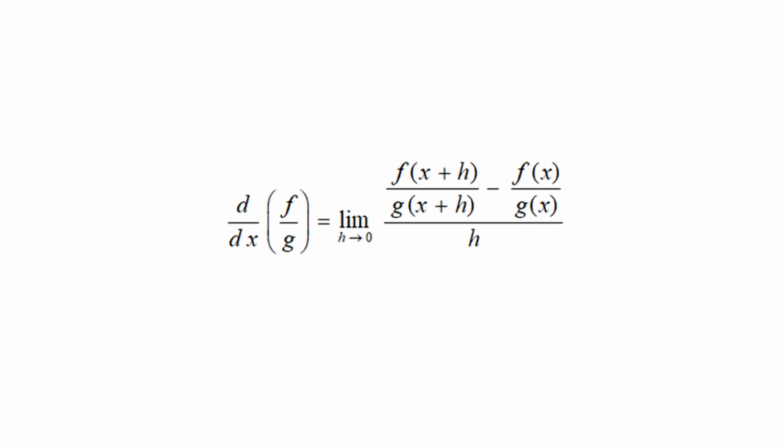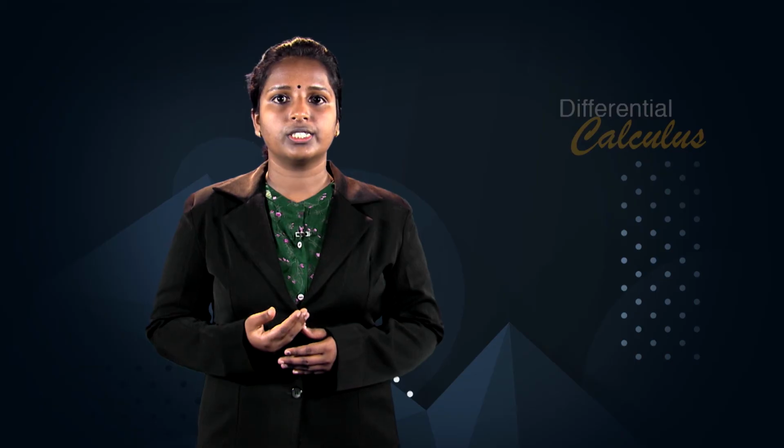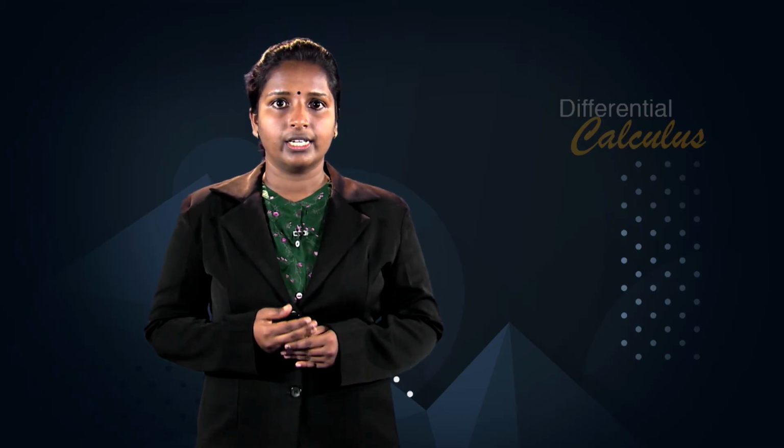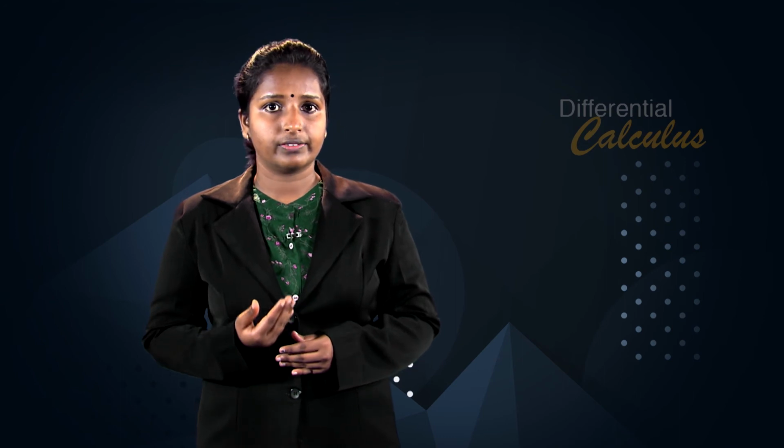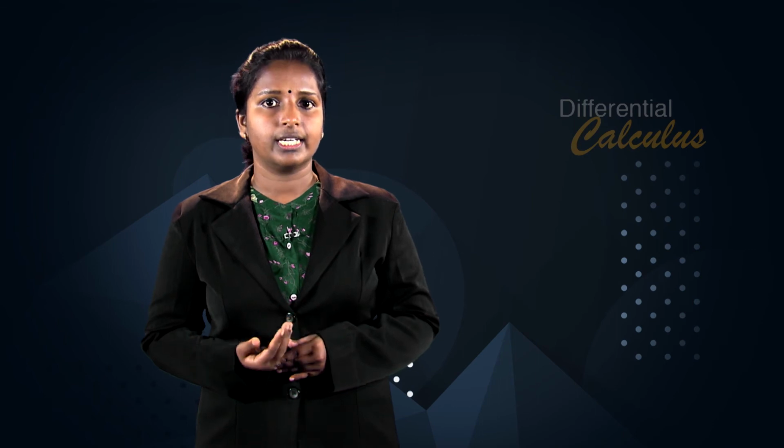d/dx of f/g equals the limit of [f(x+h)/g(x+h) minus f(x)/g(x)] upon h as h approaches 0, which is equal to the limit of [g(x) f(x+h) minus f(x) g(x+h)] upon [h g(x+h) g(x)] as h approaches 0. To change the last fraction into an equivalent one that consists of the difference quotients of the derivatives of f and g, we subtract and add g(x) f(x) in the numerator.